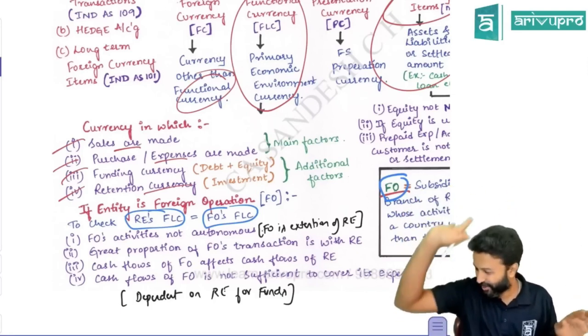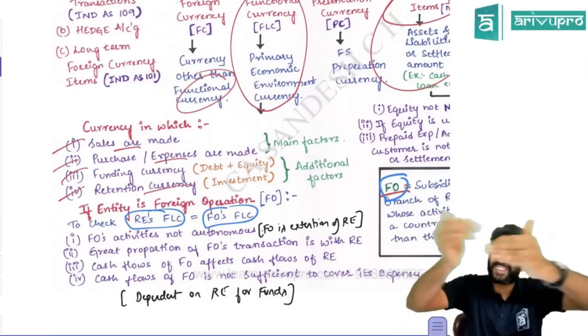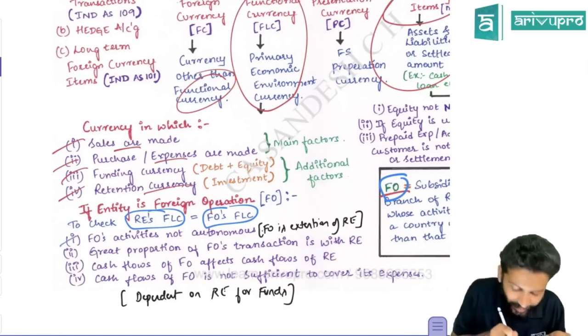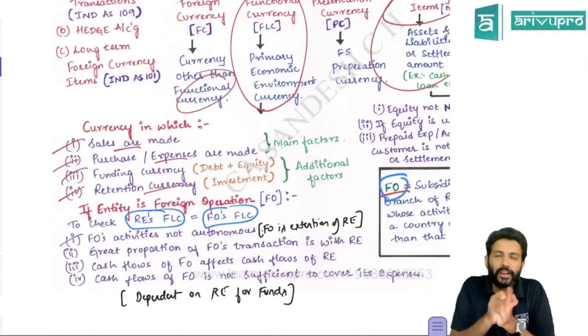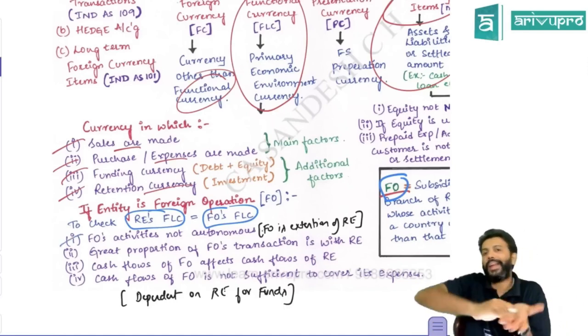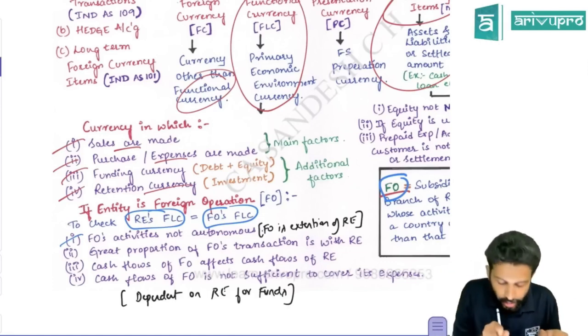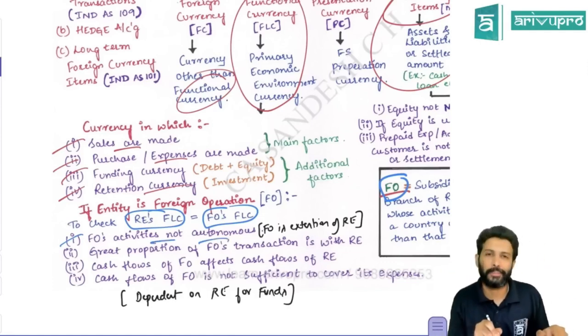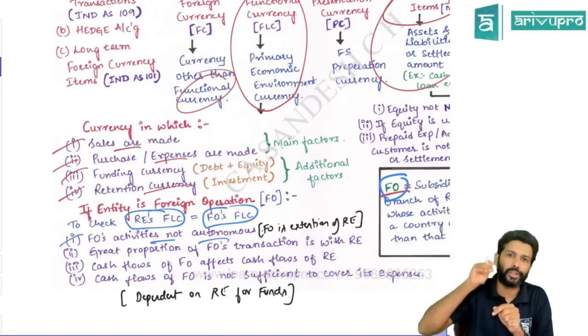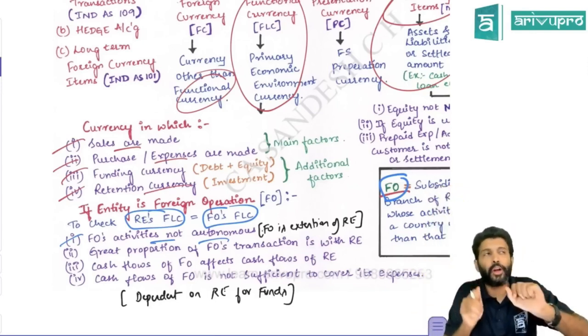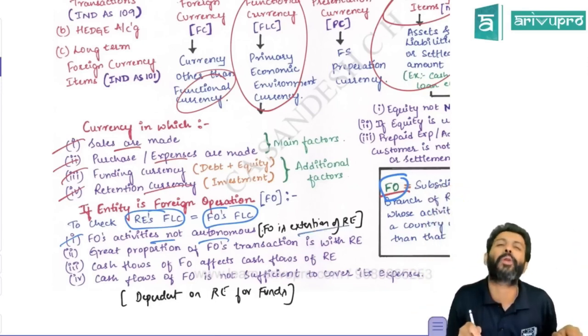Udupi restaurant example, if you remember, if you have attended my class. Otherwise, it's okay. We'll just look at the parameters. First, if the functional currency of the reporting entity and the foreign operation has to be the same, it means the foreign operation's activities should not be run autonomously. The foreign operation should not take decisions. It should not run independently. The foreign operation should be run like an extension of the reporting entity.